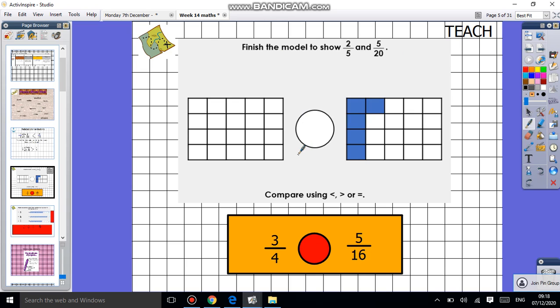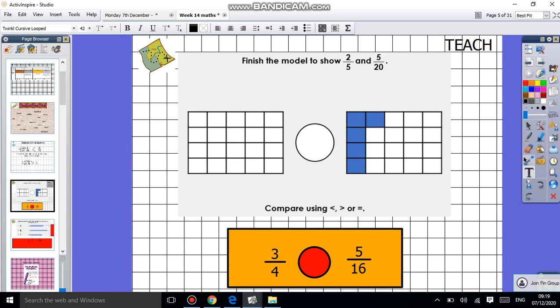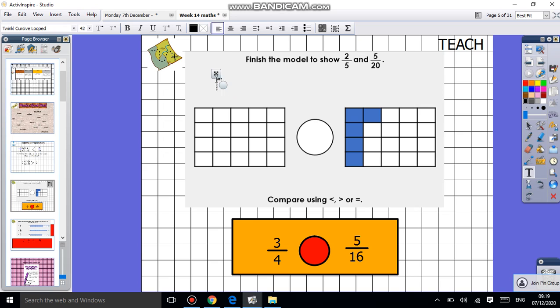Thank you. So we've got to show that 2/5 and 5/20 and then compare them. So as you can see, these grids have been split up into 20ths. Here's 5/20, nice and clear, which means we need to change 2/5 into 20ths. Well, if I times my denominator, 5, by 4, that will give me 20. Whatever I do to the denominator, I have to do to the numerator. So if I do 2 times 4, that will give me 8. So 2/5 is the same as 8/20.